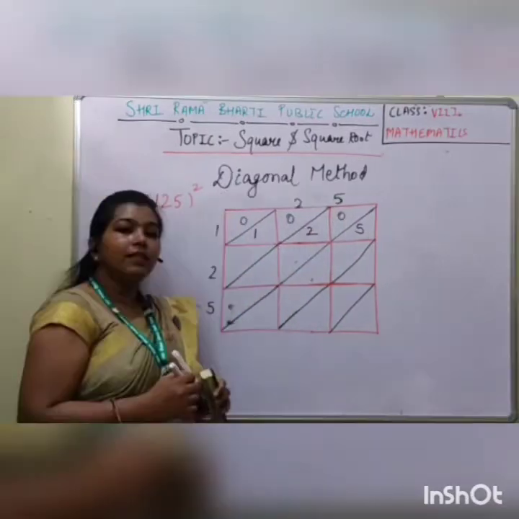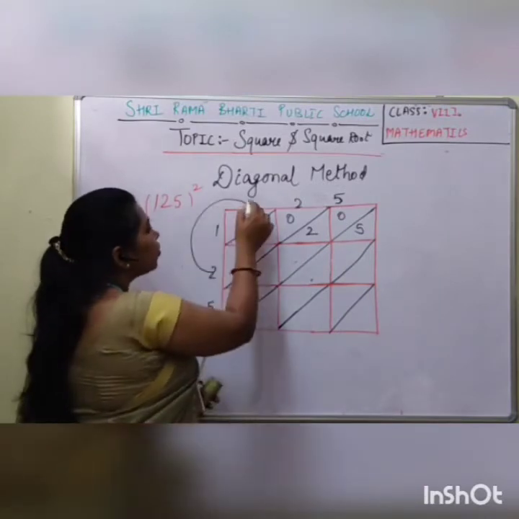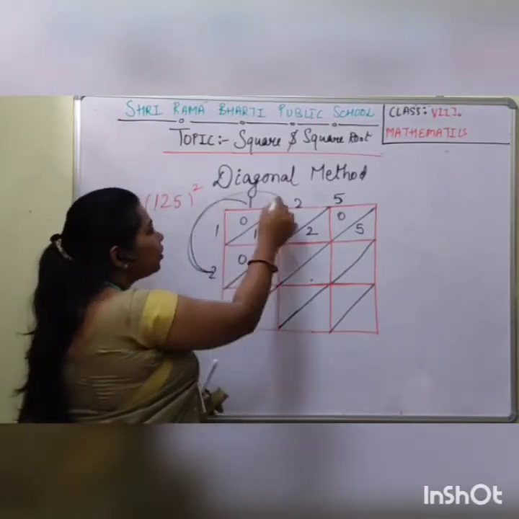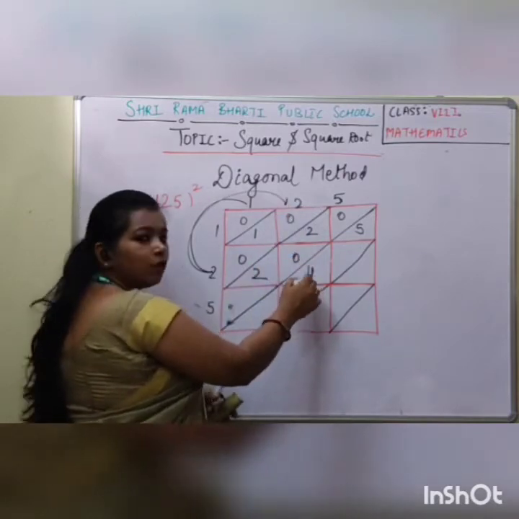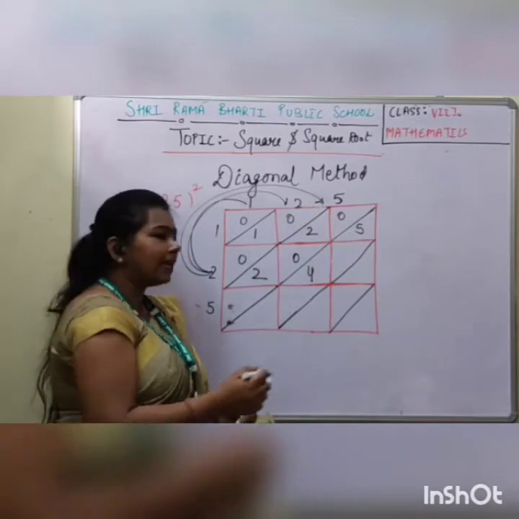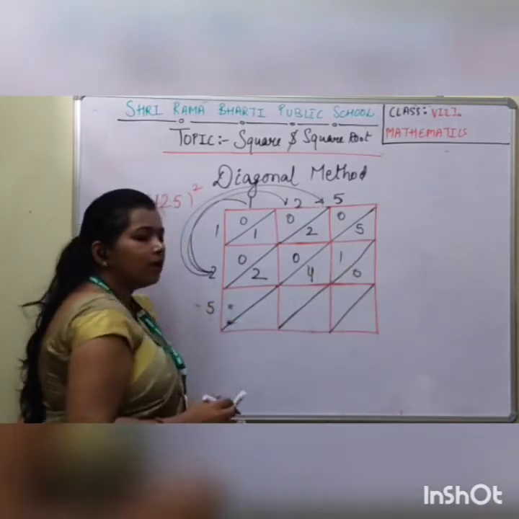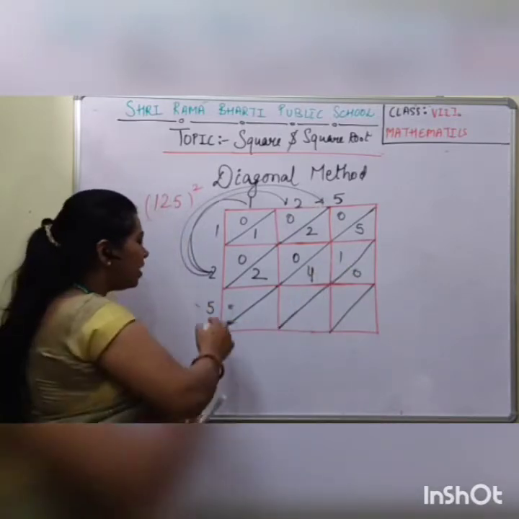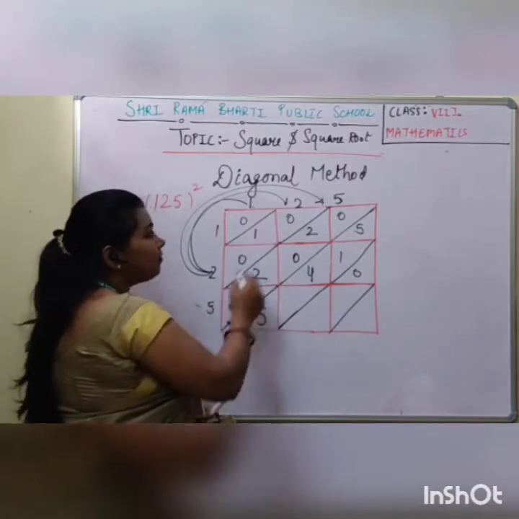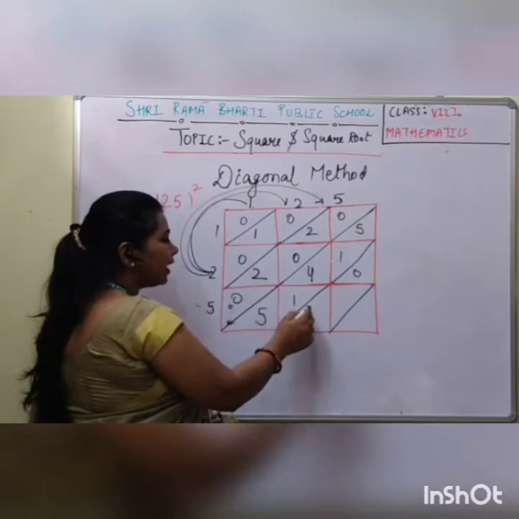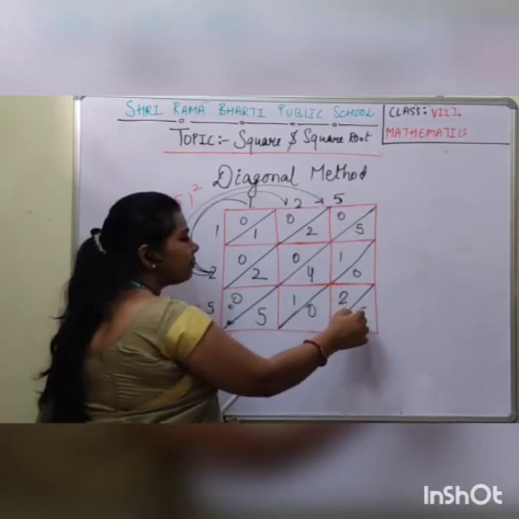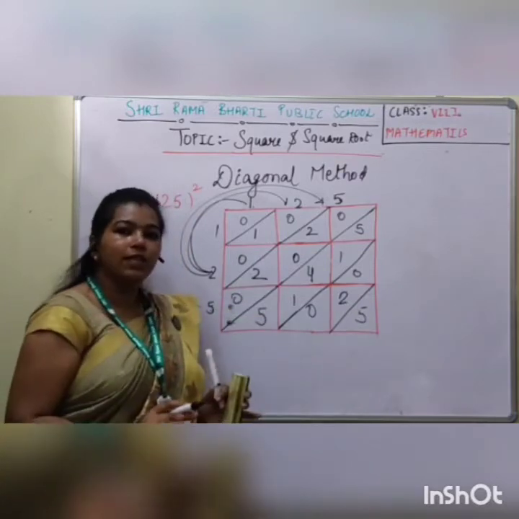Now we will multiply 2 by 1, that is 0, 2. Then 2 by 2, that is 0, 4. Then 2 by 5, that gives us 10, which is 1, 0. By following the same procedure, we will multiply 5 ones are 5, 5 times 2 is 10, 5 times 5 is 25. Now we are done with this process.